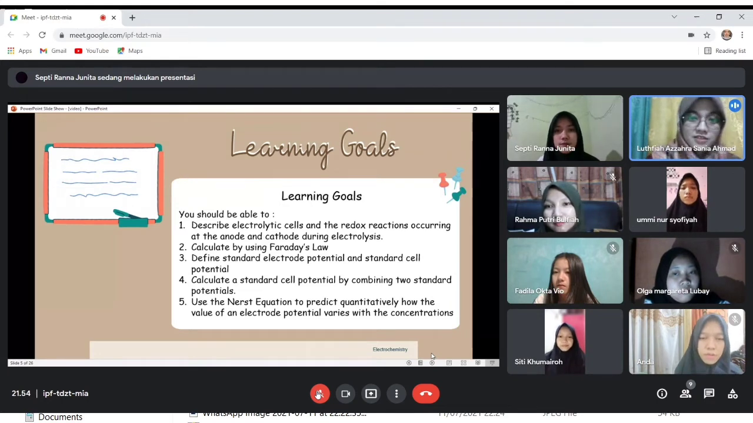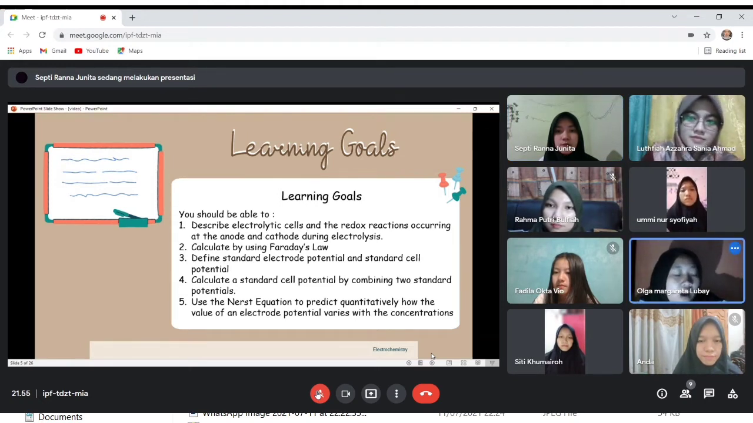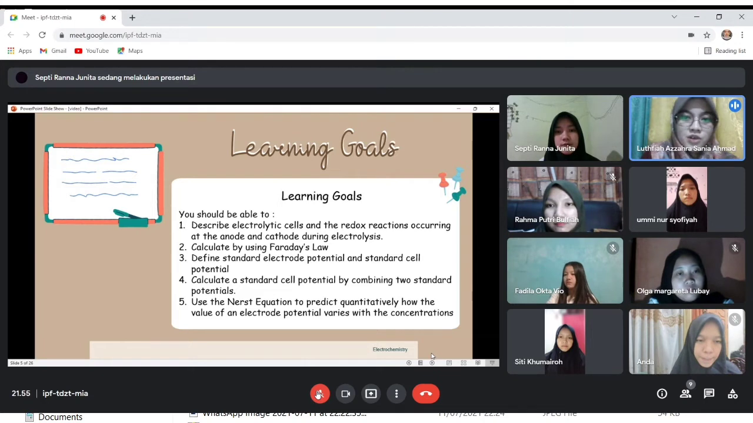Okay, before we start, do you still remember about the redox reaction that we discussed earlier? Yes, Miss. There are two solutions for redox reaction: half equation and concept of oxidation number, Miss. That's right. So make sure that you still remember about the redox reaction before continuing with this lesson. Okay, let's move on to our lesson.